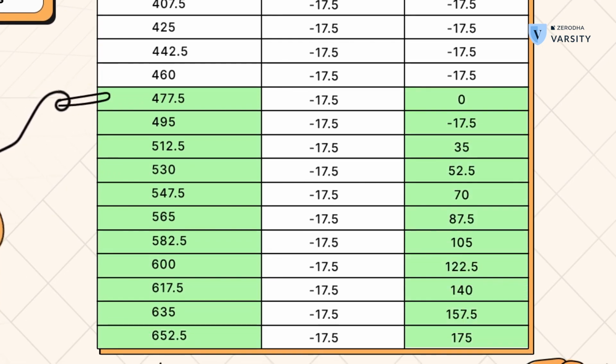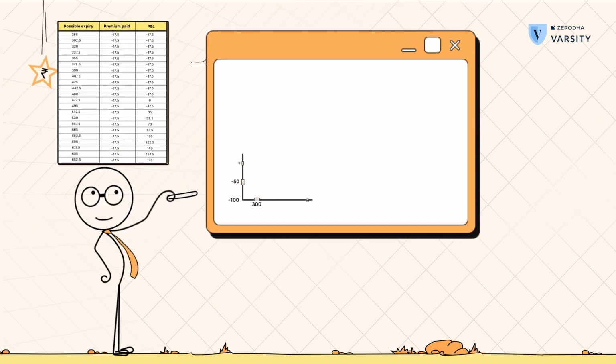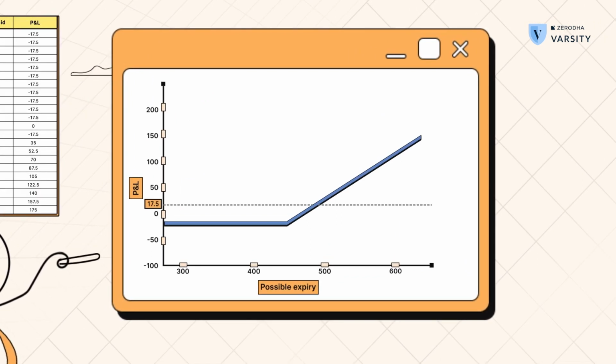Now, if you plot a chart of this, you will end up getting something called the long call payoff, or simply the payoff of a call option buyer. Let's plot a chart and see how that looks. Now, here is how the chart looks. This is a very interesting chart. What it is trying to tell you is that your loss, irrespective of what happens, is restricted to 17.5.